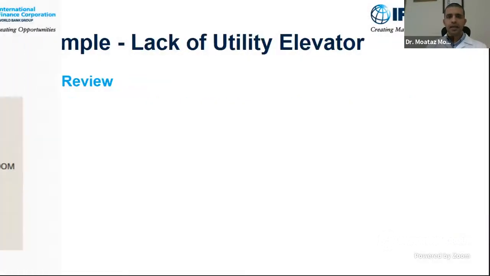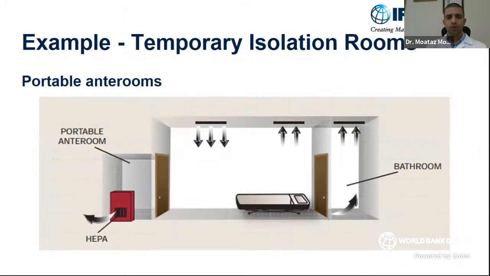This diagram illustrates how the portable anti-room is set up. Of course, there is a HEPA filtered machine. It has to be perfectly sealed. It's placed in front of the main door for the room, and this can be used temporarily until you can set up and implement your standardized isolation room.